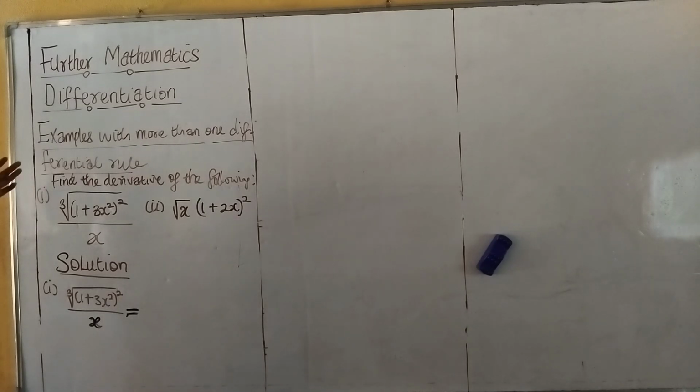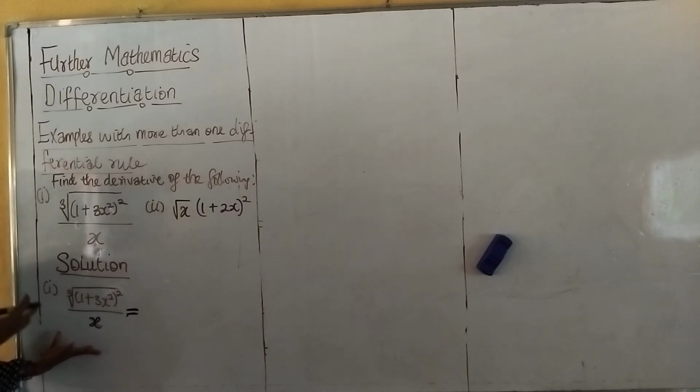Thank you. Now, today we'll be looking at examples with more than one differential rule. We are asked to find the derivative of this function and this function. In our last classes, we looked at quotient rule, chain rule, and what? Product rule. So today, looking at this problem, what rule do you think can be used to solve this problem? I'm giving you 5 seconds to give me an answer.